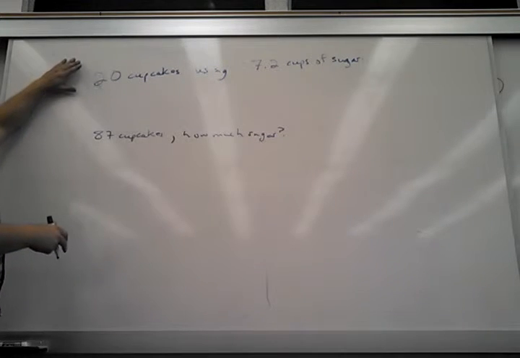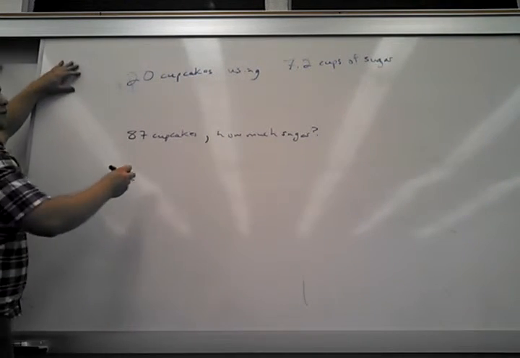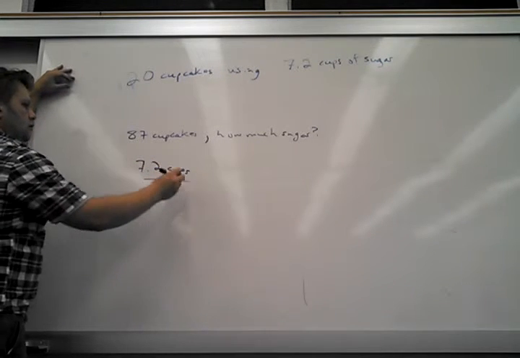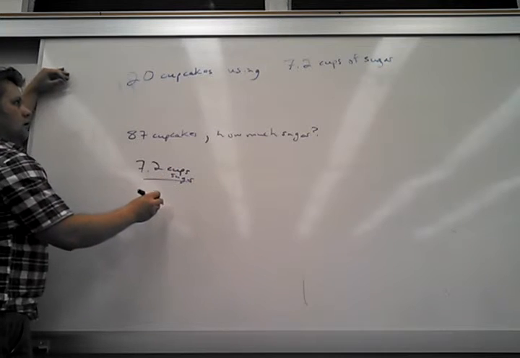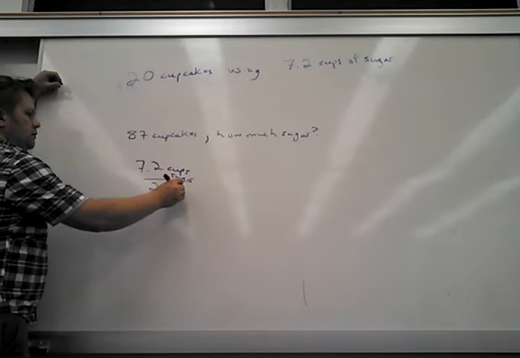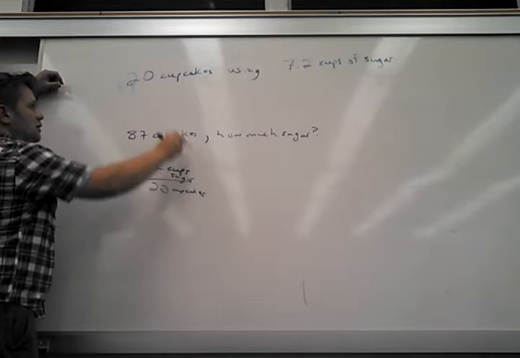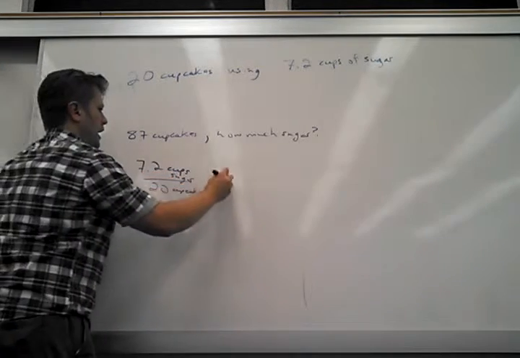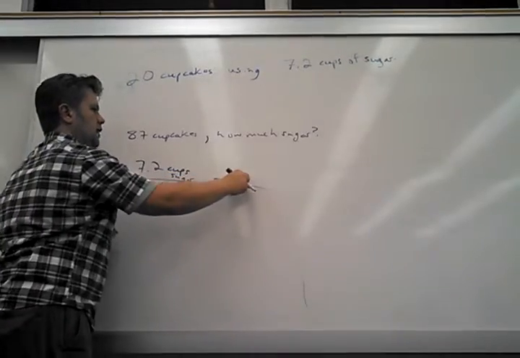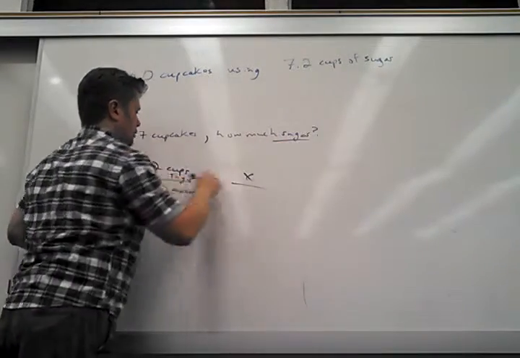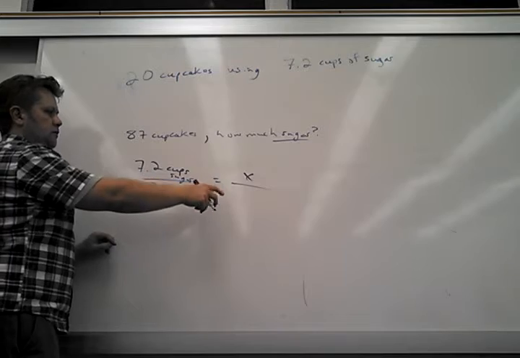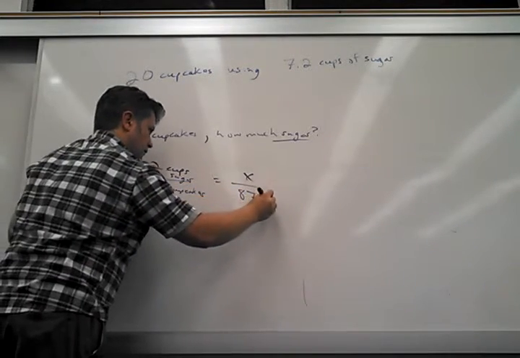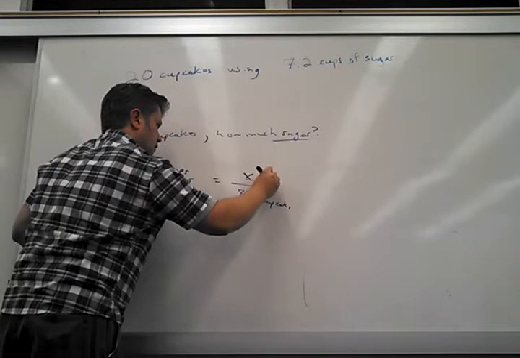So how do I set this up? Okay, I could do that. Good. 7.2 cups of sugar over 20 cupcakes. All right, that's the known situation, right? They give you a known situation, and then they give you a half-known situation. What goes on the top? Good, because I don't know how much sugar, and that's where sugar goes. What goes on the bottom? 87, because it's the only other number up there. Plus, it's cupcakes on the bottom. This is cups of sugar.